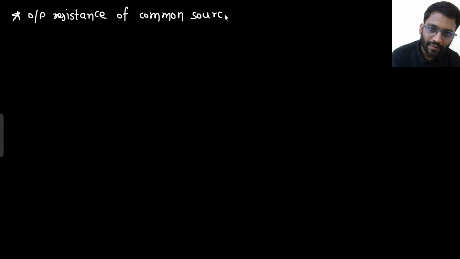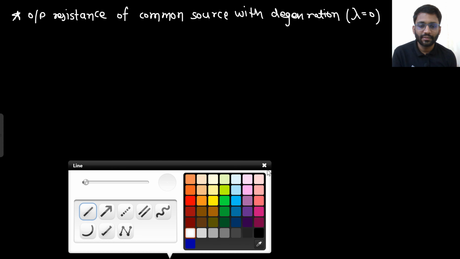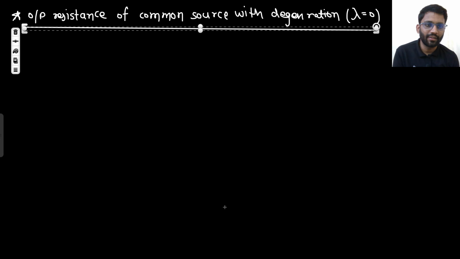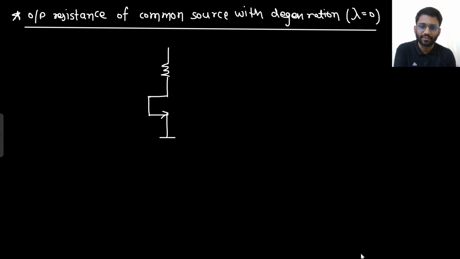Output resistance of common source amplifier with degeneration. Just now I got a thought to solve this thing here with degeneration, considering lambda equals 0. What will be the answer? The answer will be RD only, but let's calculate it. You will learn something new here, I guess.